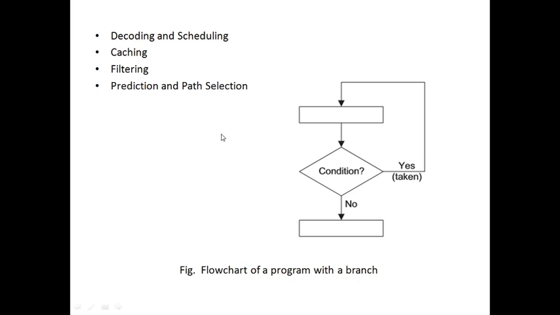These are the advantages compared to other x86 architectures. The first one is decoding and scheduling, the second one is caching, the third one is filtering, and the fourth one is prediction and path selection. This is the content in the Transmeta Crusoe processor. In that, first we saw why we are using the Transmeta Crusoe processor and what the advantages are. Then we saw the hardware part, then the software part, then we have some advantages compared to x86 architecture. That's it for the Transmeta Crusoe processor.